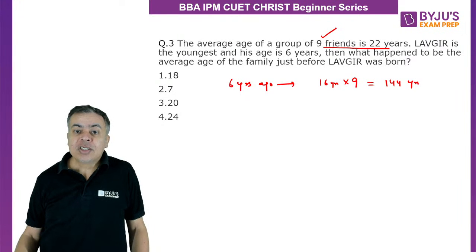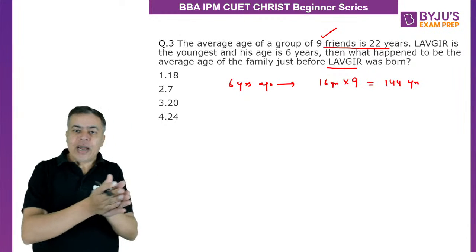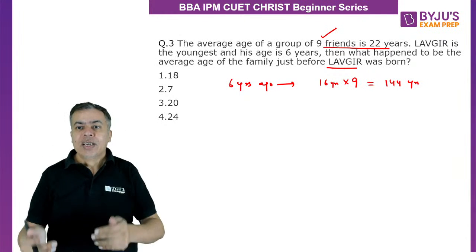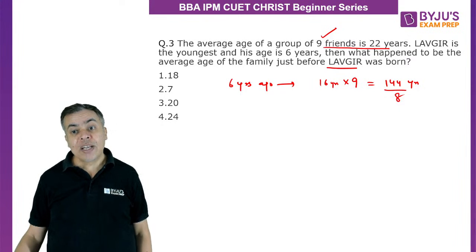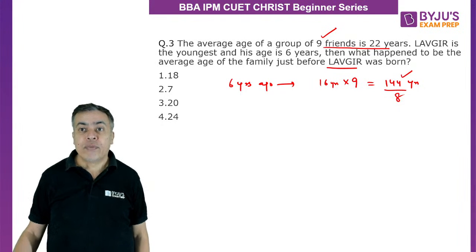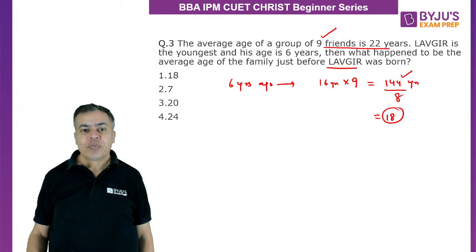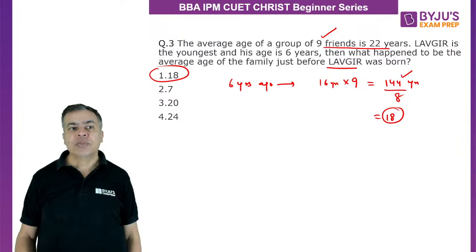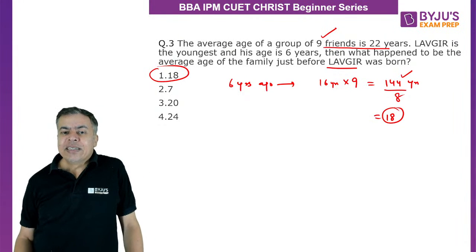But because this Lavgir becomes 0 at that time, and before he was born there were 8 friends only, the total was 144. But the number of friends was 8, so the average becomes 18. So the average becomes 18.